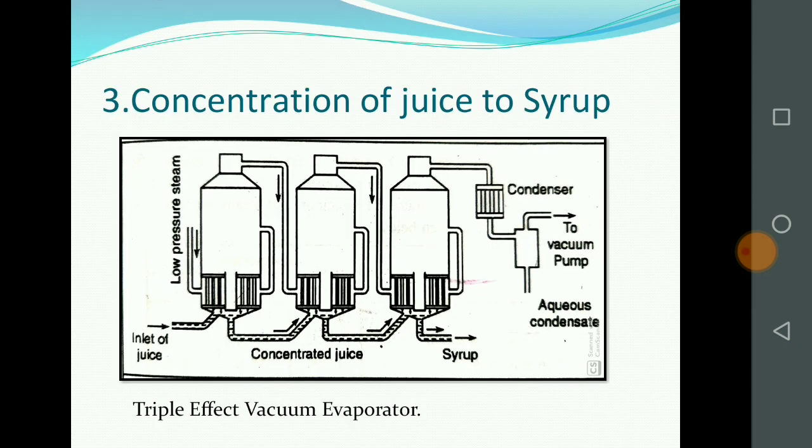Then next step is concentration of juice to syrup. The clarified juice is dilute and contains about 85% of water. It is concentrated in two stages by evaporating water. The first stage concentration is done in multiple effect evaporators where water content is reduced to 35% to form a heavy syrup.